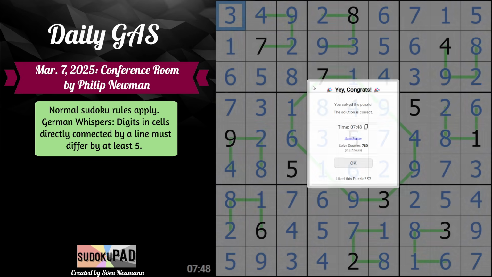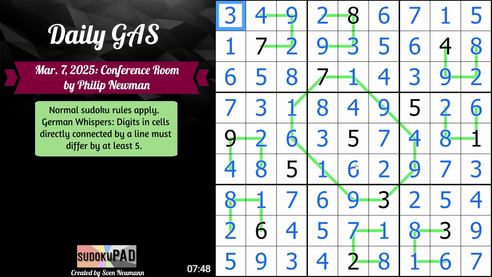And why I avoided this is a 3 in the corner in 7 minutes and 48 seconds with Conference Room by Philip Newman. So hopefully this puzzle was a good example of how symmetrically placed clues, as long as they are actually symmetrical themselves, like German whispers are, you can use those to essentially only have to solve half of the grid, and the other half is just kind of given to you.